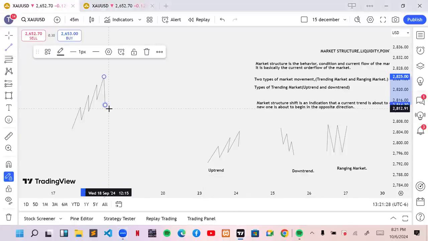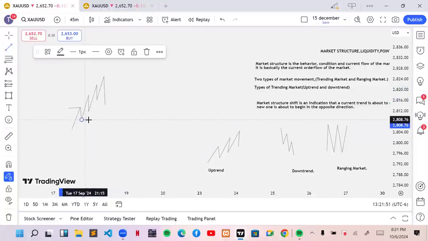That's what I'm saying. The market structure shift basically is an indication that the current trend is about to end and the new one is about to begin in the opposite direction. Previously, the market was on an uptrend. The characteristics of an uptrend are higher highs and higher lows. So this is the higher high, then this is the higher low. This is the higher high, this is the higher low. This is the higher high.